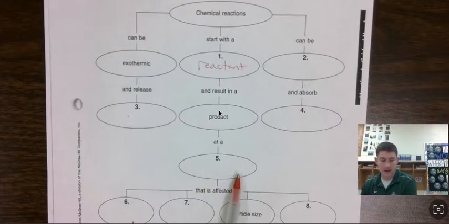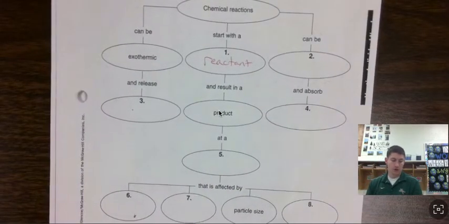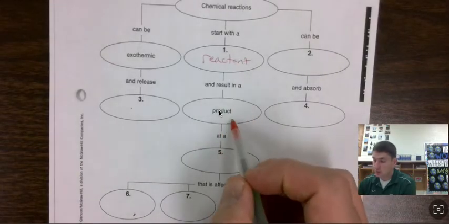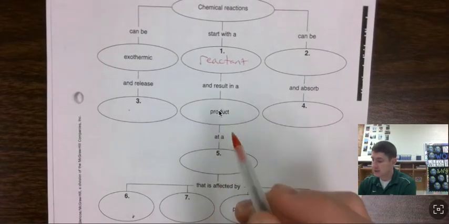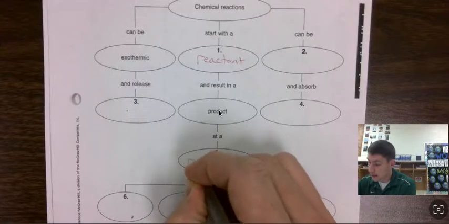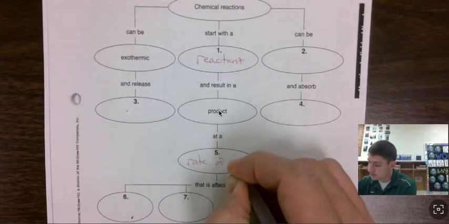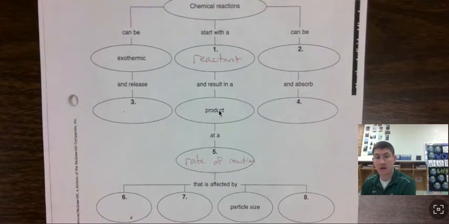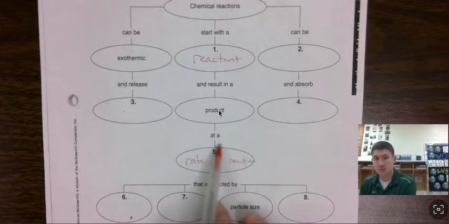What is at a blank referring to in terms of number 5? How does this reactant to product process take place? It's usually at a certain rate of reaction. Depending on what reaction we're talking about, does it happen quickly? Does it happen fast? Is it exothermic? Is it endothermic? There's a rate, a speed that it's taking place.